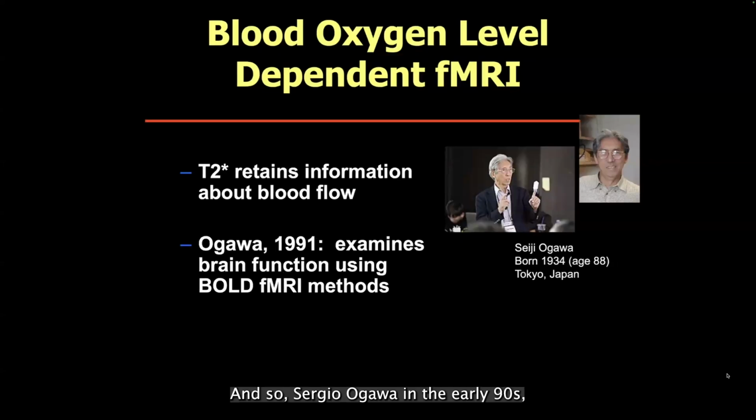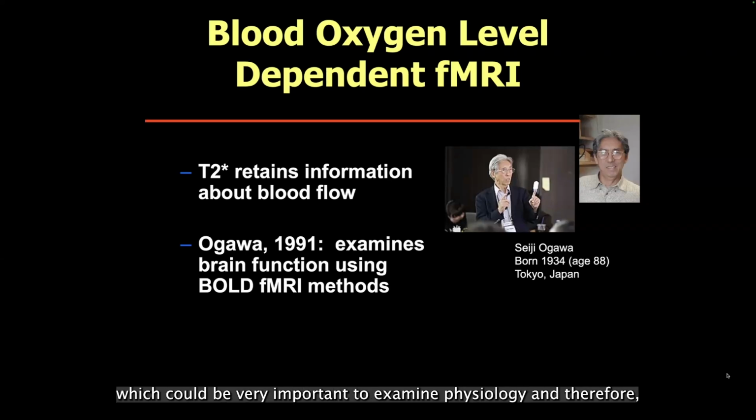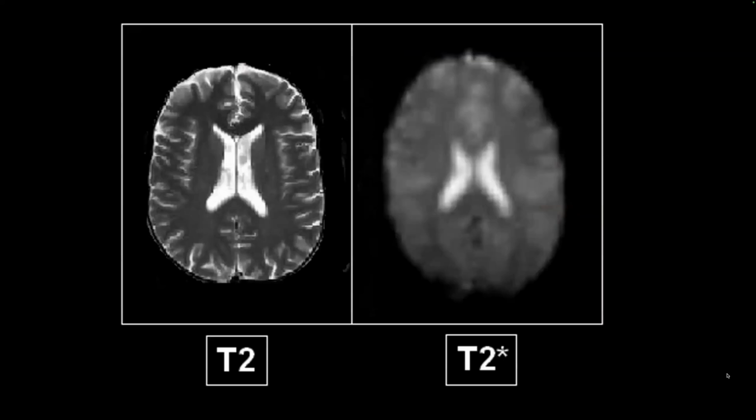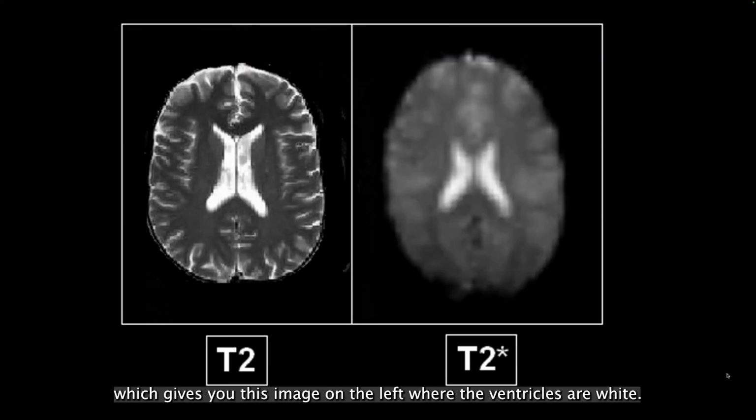And so Seiji Ogawa in the early 90s examined this using an MRI sequence. It looks like a structural brain scan. It's called T2 star. He noted that it might retain information about blood flow, which could be very important to examine physiology, and therefore examine brain function using BOLD fMRI methods. And so if you think back to your ENIGMA-U physical principles of MRI, T2, which is just a type of brain scan, gives you this image on the left.